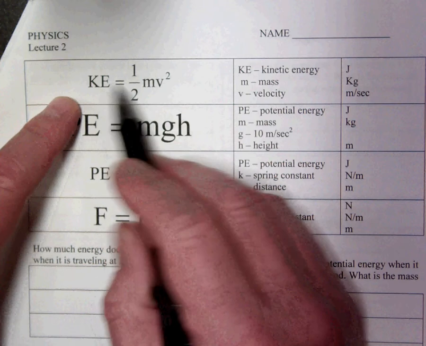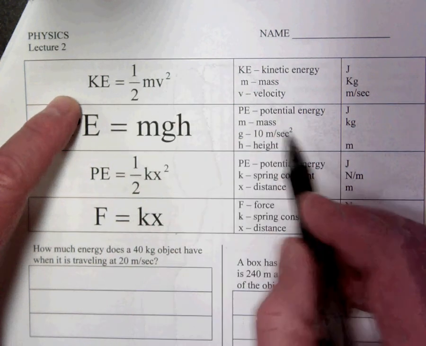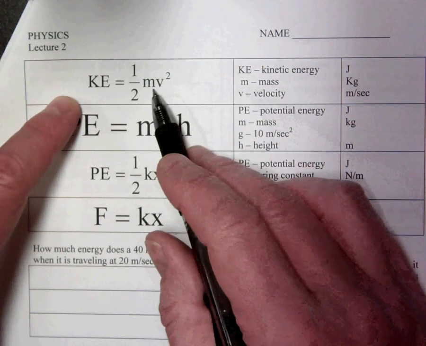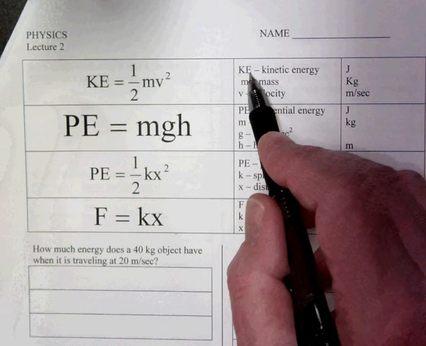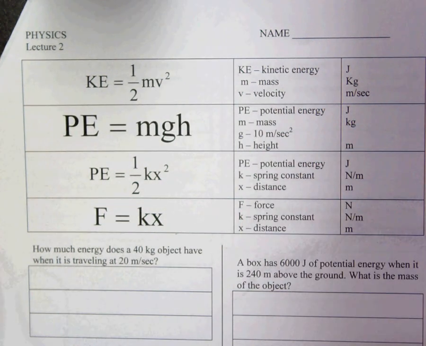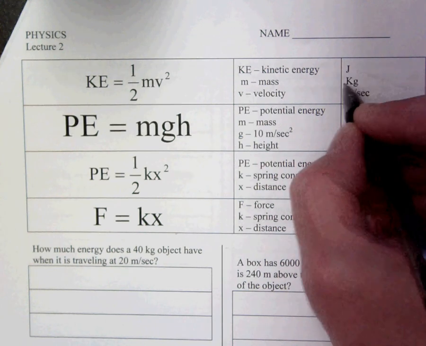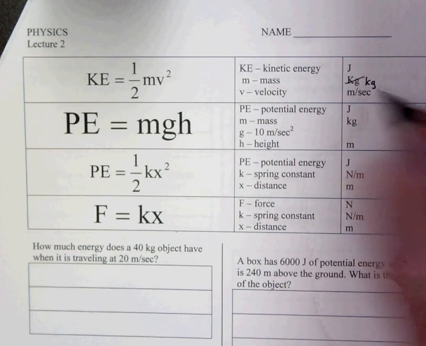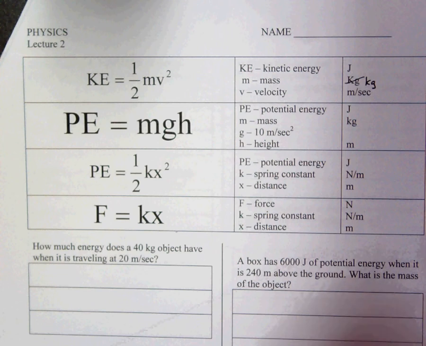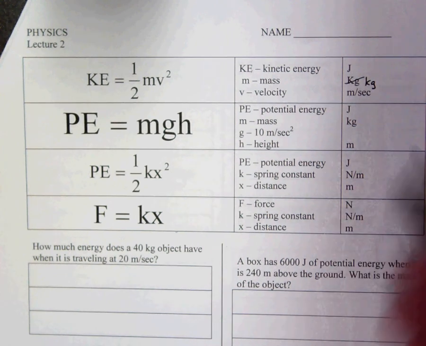Here's a new one, kinetic energy equals 1/2 mv squared, and you can see we've got mass, velocity, kinetic energy. Some books will just use a K. I like the KE, it's a little bit more descriptive. This is joules. Had a little typo right here, so that's lowercase kilograms, so that's no big deal. Velocity is in meters per second.